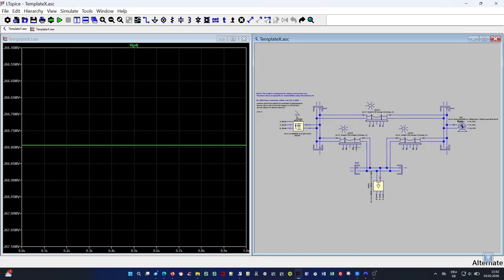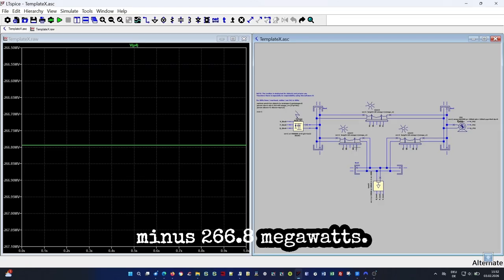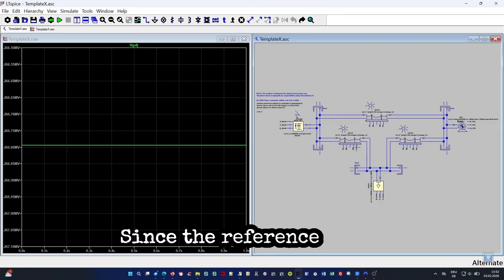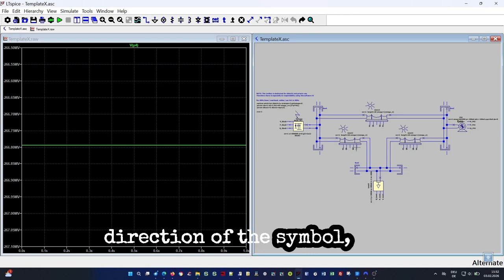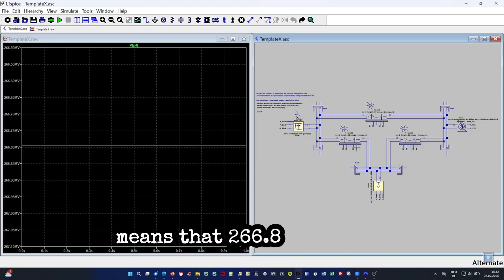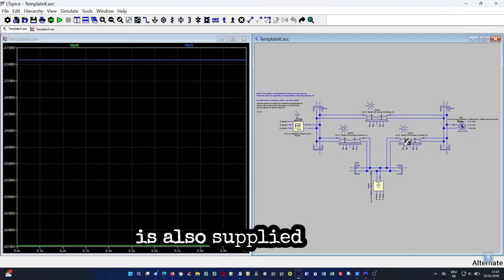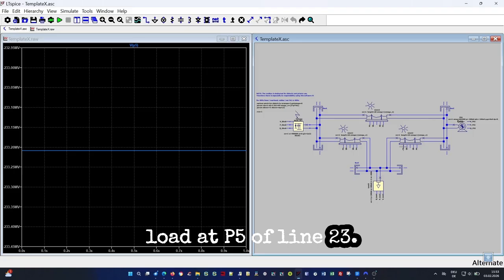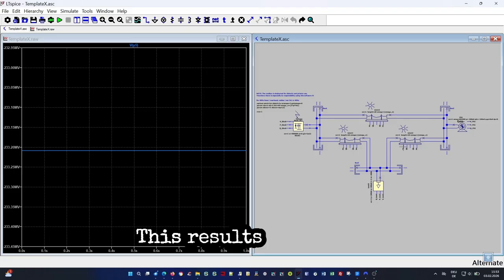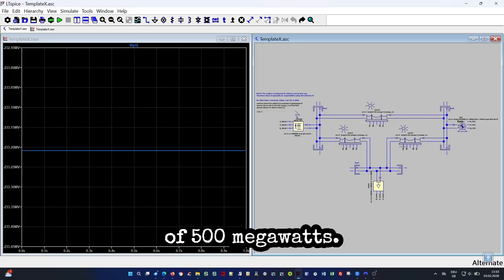The value of the active power at pin P4 of line 13 is minus 266.8 megawatts. Since the reference arrow always points in the direction of the symbol, this means that 266.8 megawatts are supplied to the load. In addition, an active power of 233.2 megawatts is also supplied to the load at pin P5 of line 23. This results in a total of 500 megawatts.